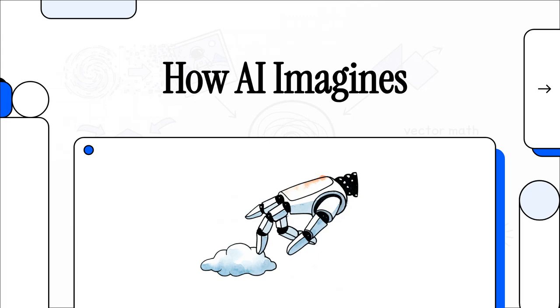Have you ever just stopped and thought about how wild it is that you can type a few words into a computer and get back a completely new photorealistic image? It feels like straight-up magic. Well, today we're going to pull back the curtain and see exactly how these AI models learn to imagine.